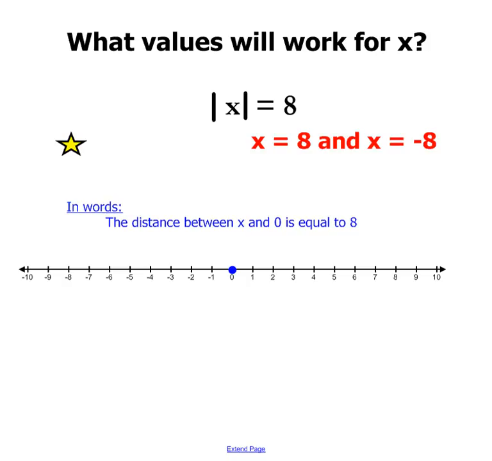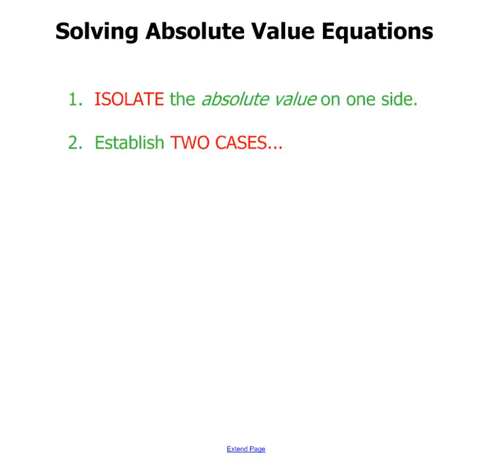So in words, what we're saying is the distance between x and 0 is equal to 8. So I can go 8 units this way, and I can go 8 units this way. And either one of those says my distance is 8. To solve absolute value equations, you first isolate the absolute value on one side, and then you establish two cases. And we will talk about how to do that and why we do it the way we do.